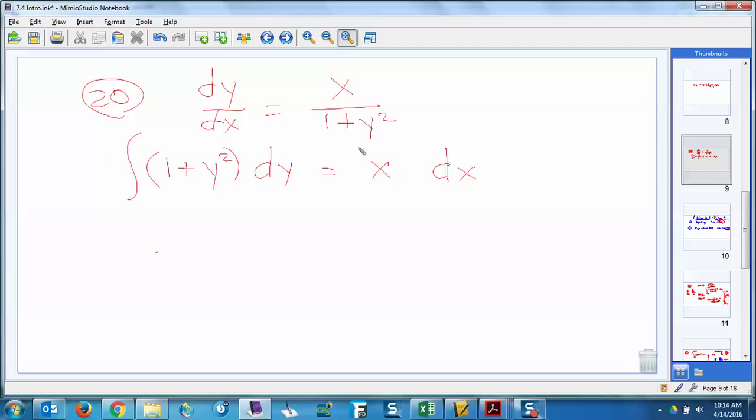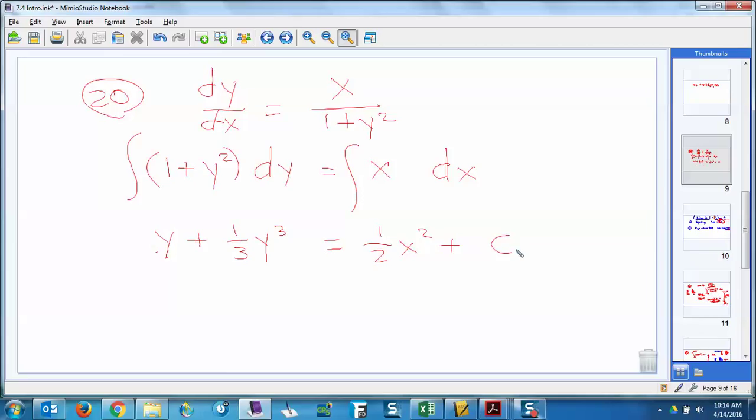We do the integral of both sides, which means the antiderivative. So what's the antiderivative of this? What's the antiderivative of what? Of y, right? Because it's with respect to y. That's right. So it's not x, but it's y. Plus y cubed over 3, or 1/3 y cubed. We could put a plus c, but we'll save it for the right side. Antiderivative of this, x squared plus c.